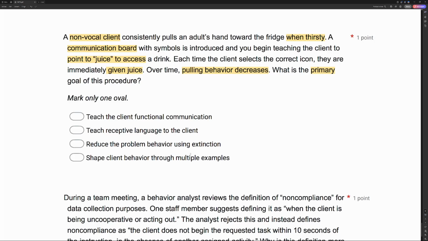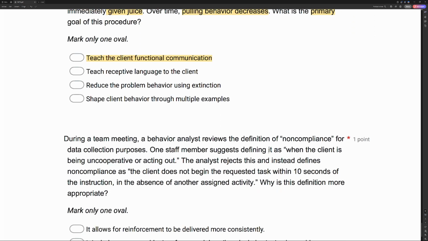D, shape client behavior through multiple examples. Whenever we talk about shaping, we're looking for approximations. We're not looking at approximations here. We're looking at the single response. If that response occurs, we provide reinforcement. So the primary goal here is to teach the client functional communication.